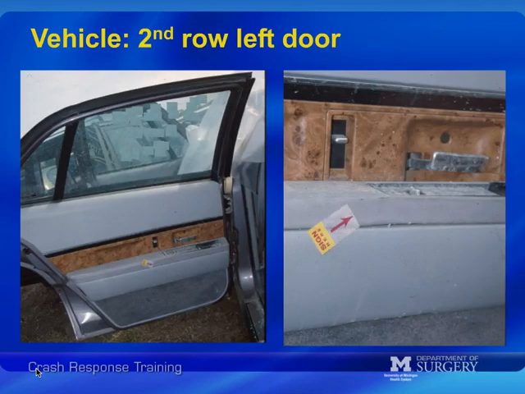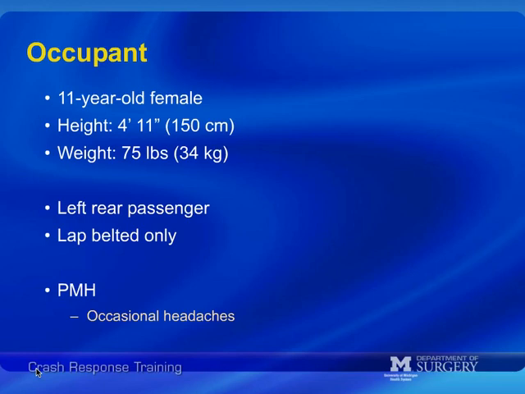Other than evidence of occupant contact to the seatbelt webbing, the left door suggested left side contact with the door armrest hip blocker. So our occupant was an 11-year-old female, 4 feet 11 inches tall, 75 pounds. She was the left rear passenger with a lap belt only, and she had a past medical history of occasional headaches. It was reported that she was asleep in the back seat, slumped over to her left, lying against the door with the shoulder portion of the belt behind her back at the time of the crash.